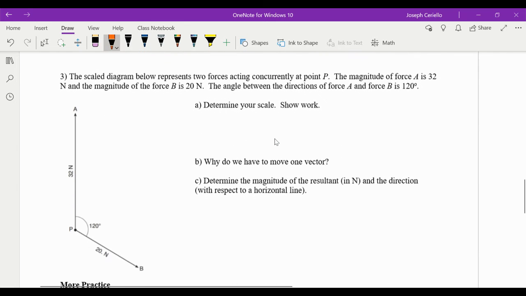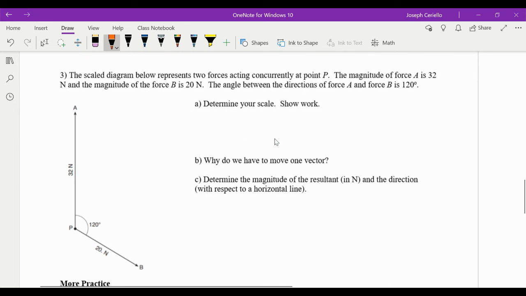So for this next part, what you need is a ruler and a protractor. So get those out now. You must do this one with a ruler and a protractor. The trig that you need for this is pretty advanced. I think it's like law of cosines or something. So use a protractor and a ruler. It will make your life so much easier. Okay, trust me. So the scale diagram below represents two forces acting concurrently on point P.